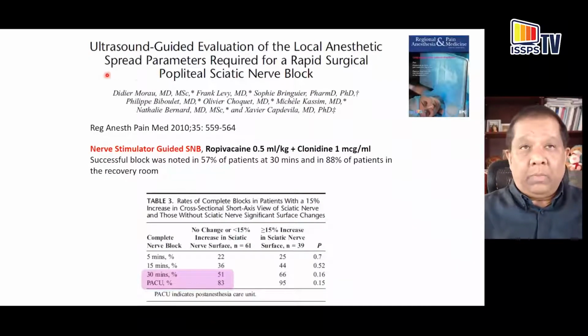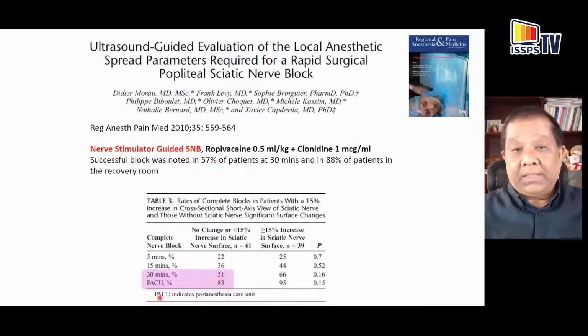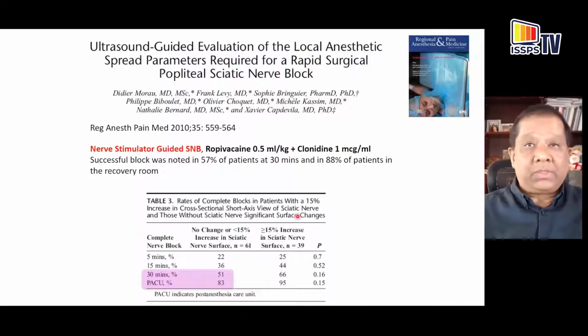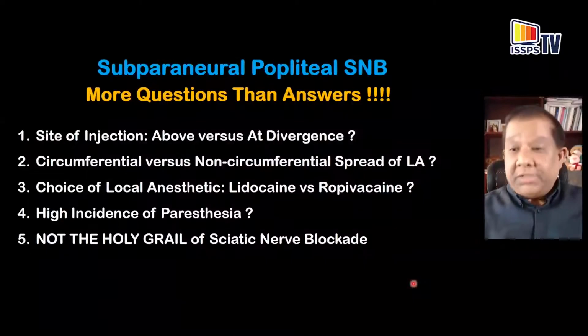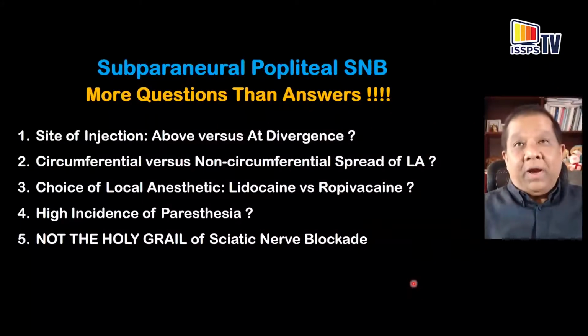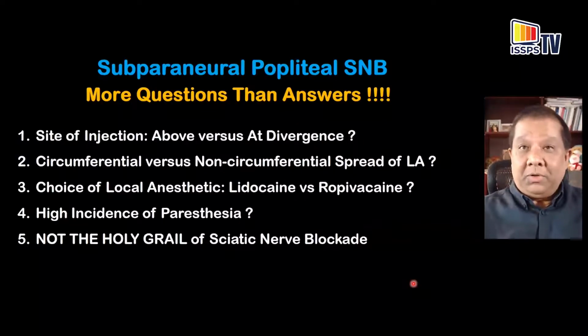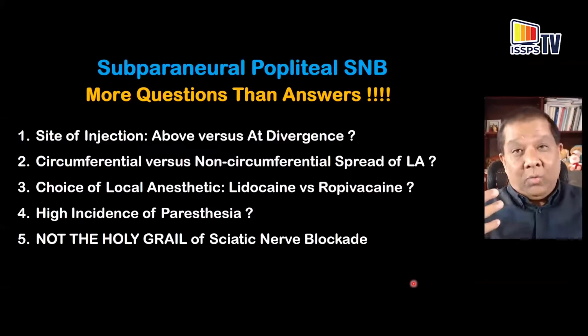This is another good work by Didier Moreau and his colleagues, Dr. Choquet and Capdeville from Montpellier. They, in fact, found that at 30 minutes, only about 50% of them had it. And when they woke up from the general anesthetic in PACU and were tested, it was still only about 83% of their cohort of patients, despite a really good dose of ropivacaine that was used. So, ladies and gentlemen, subparaneural popliteal sciatic nerve block at the divergence or above the divergence doesn't seem to be the holy grail of sciatic nerve block that you have been wishing it would be.